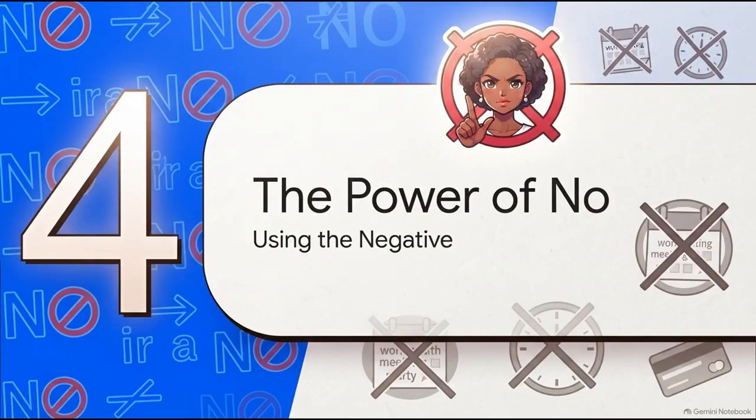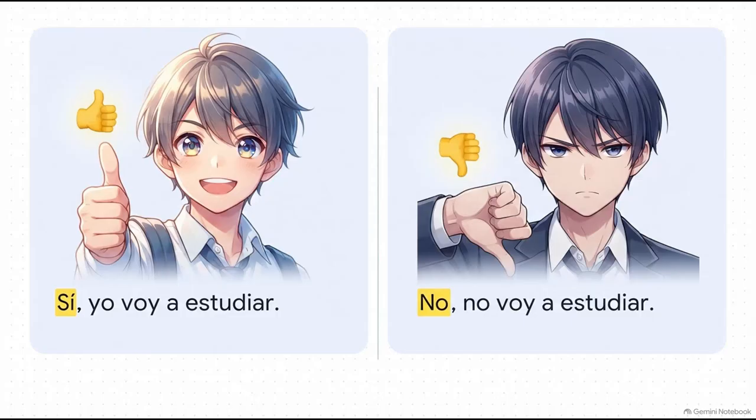Section 4. The power of no, using the negative. Let's pivot the narrative here. I mean, it's great to talk about what we will do, but what about what we absolutely refuse to do? Let's look at how easily we can modify this cheat code to declare what we are not going to do. Let's compare these two statements.